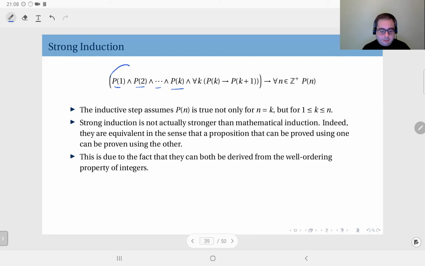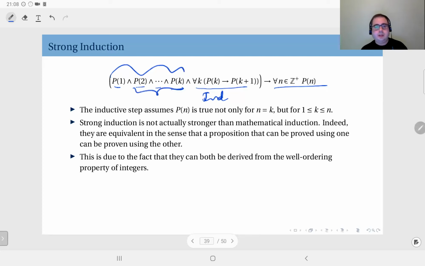Essentially, this is a collection of k basis steps, let's say. And then for all k, P of k implies P of k plus 1, so the inductive step is the same, okay? Then this implies P of n is true, okay? So the difference between the statement we have seen earlier for mathematical induction and this particular statement is these.